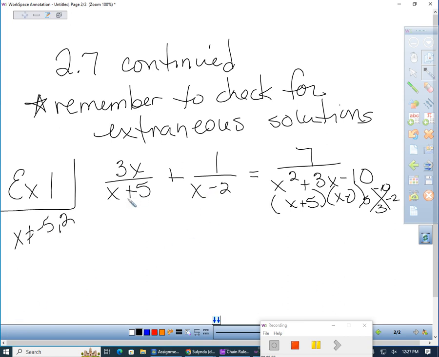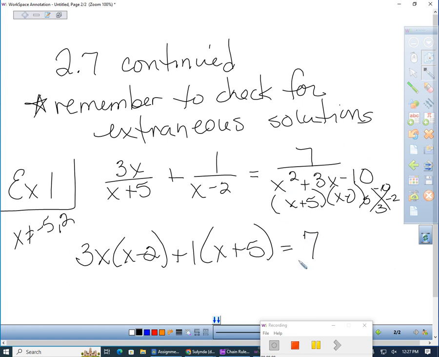All right, so now if this is our denominator, x plus 5 and x minus 2, what factor is this first one missing? Yep, so I'm going to multiply my 3x times the x minus 2. Plus 1, what factor is my second term missing? The x plus 5. And then are there any factors that my 7 term is missing? So I just have 7. So that's exactly the same thing as clearing the fraction, right? We could put the whole denominator up there and cancel, or you can think about what factor it is missing, right?